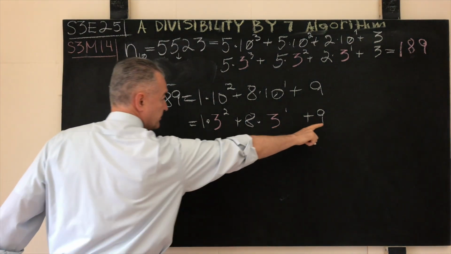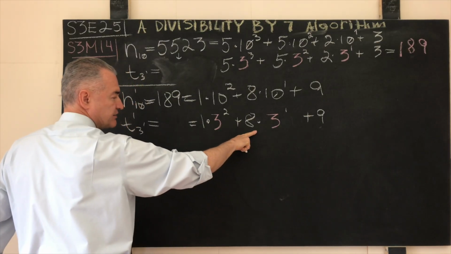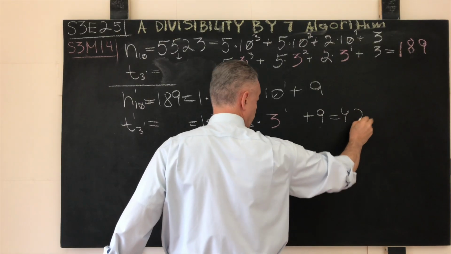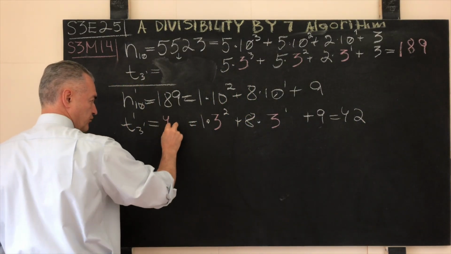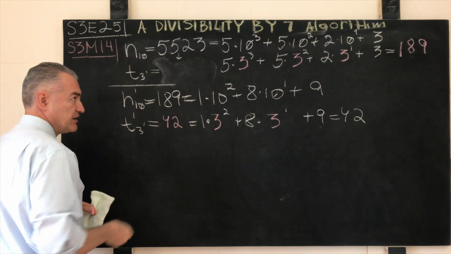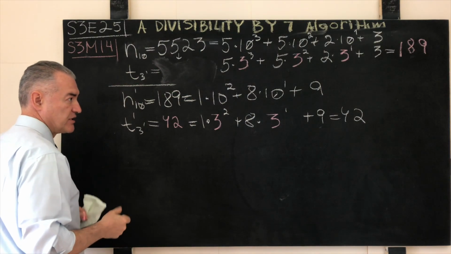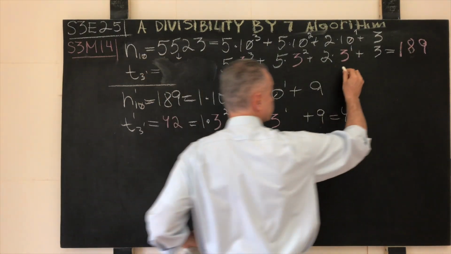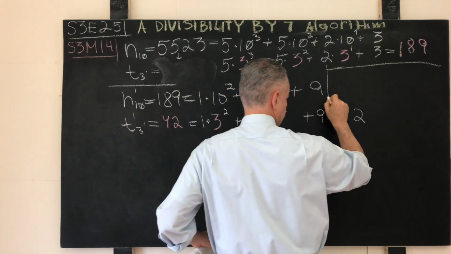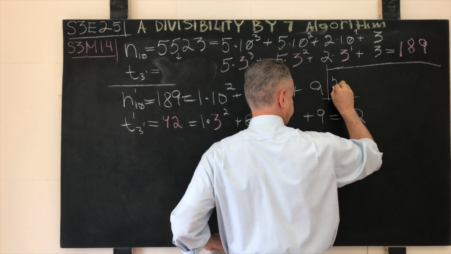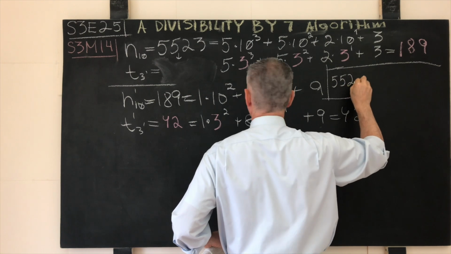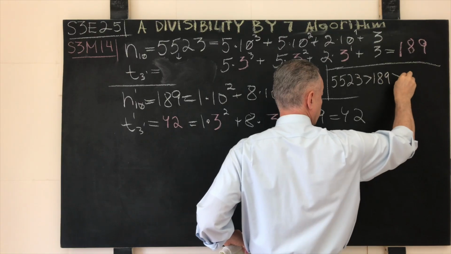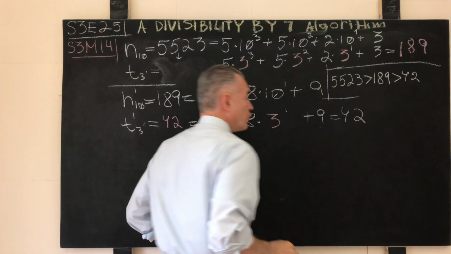So 9 plus 9 is 18. 18 plus 24 comes out to 42. So this number is 42. Let's write it down over here, 42. Let's pretend that 42 is still a number that is large, for example. But notice this, that so far we have the following chain. Let's write it down over here. We will see where this chain will take us. 5,523 is larger than 189, and this is still larger than 42.